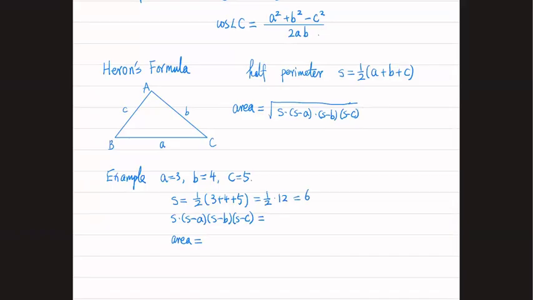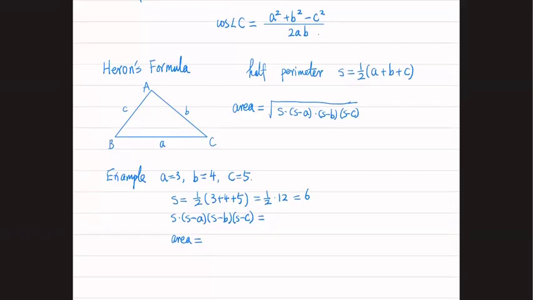Okay, so the next one will be the product. First, S itself. S is 6. S minus A, 6 minus 3, which is 3. 6 minus 4, which is 2. 6 minus 5 is 1. So this will be 36.